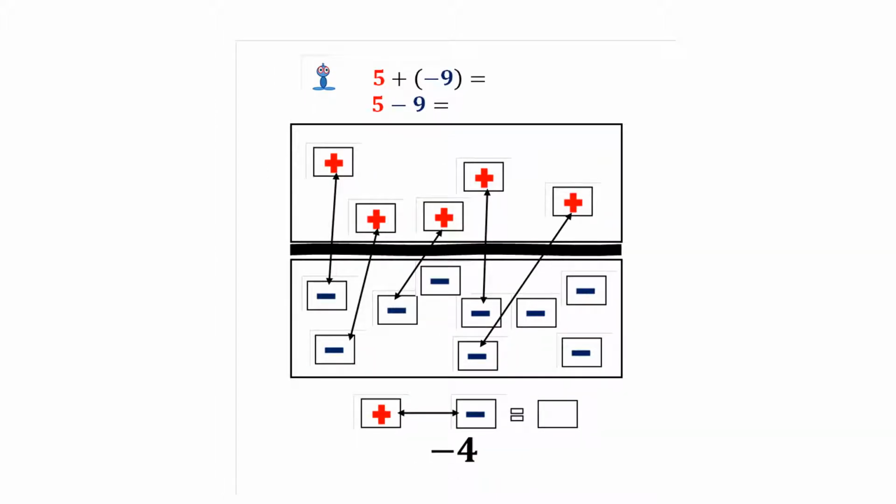Now we have 5 plus a negative 9, or 5 minus 9. Now we see that the 5 boxes with the plus signs have been matched up with 5 of the boxes with the negative signs. We see one negative box that hasn't been matched in the middle, and we have the 3 boxes over to the right that haven't been matched. We have 4 negative boxes left. So 5 plus a negative 9, or 5 minus 9, is negative 4.